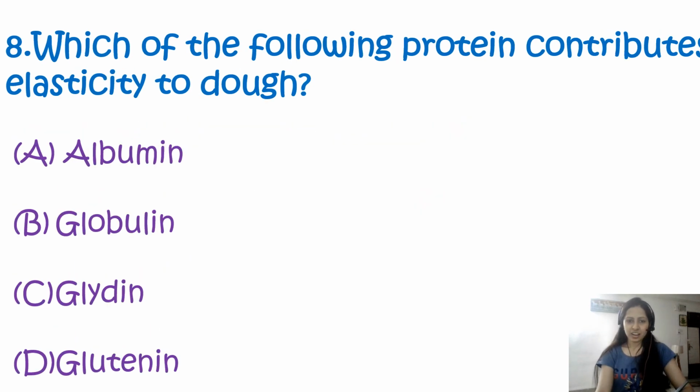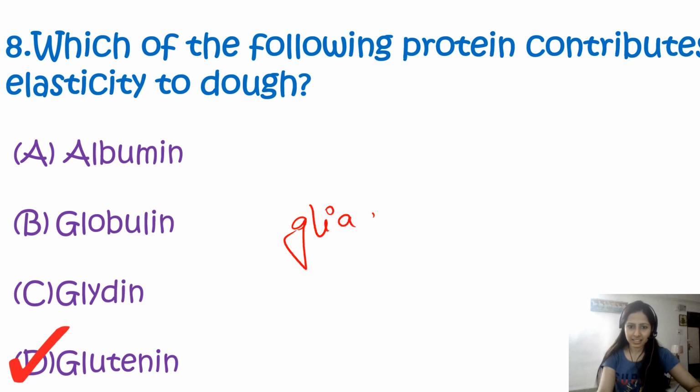Question number 8. Which of the following proteins contributes to the elasticity of dough? Okay, so options are albumin, globulin, gliadin or glutenin. So over here the correct option will be D, that is glutenin. Along with glutenin there is another protein, that is gliadin. It forms gluten when it is mixed with water, and we know that gluten is responsible for the stickiness or the elasticity of the dough. So over here the correct option will be D, that is glutenin.